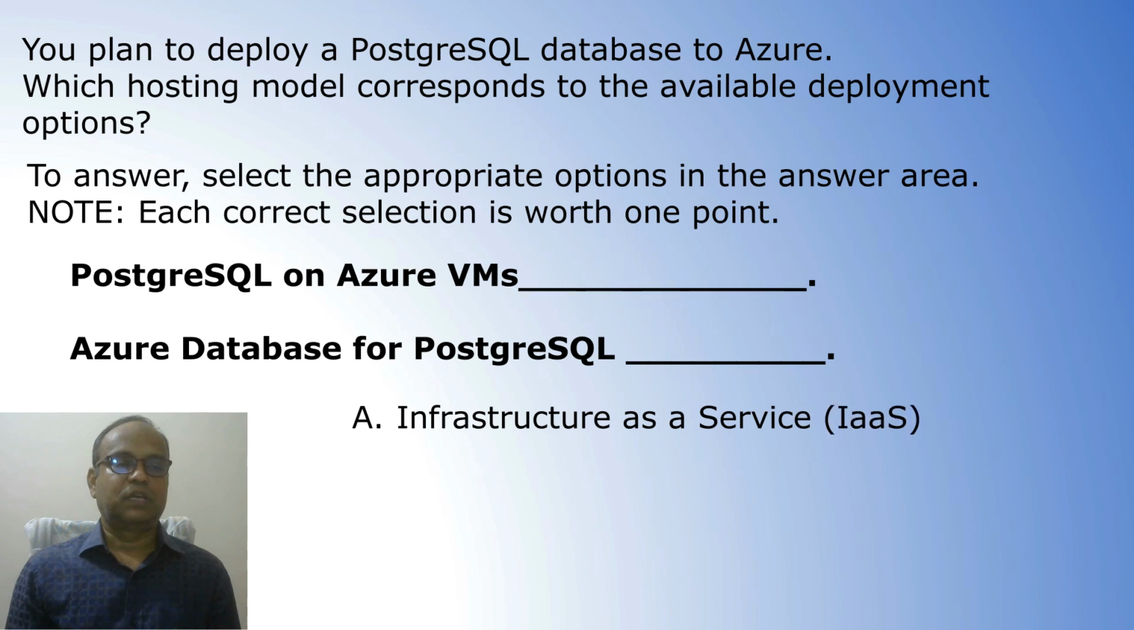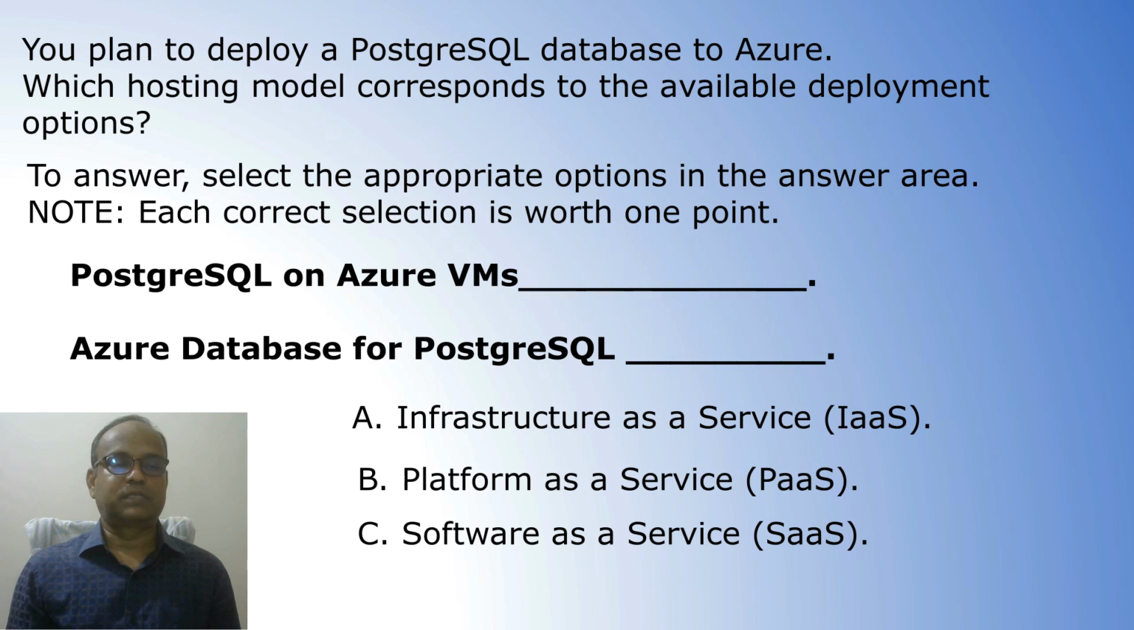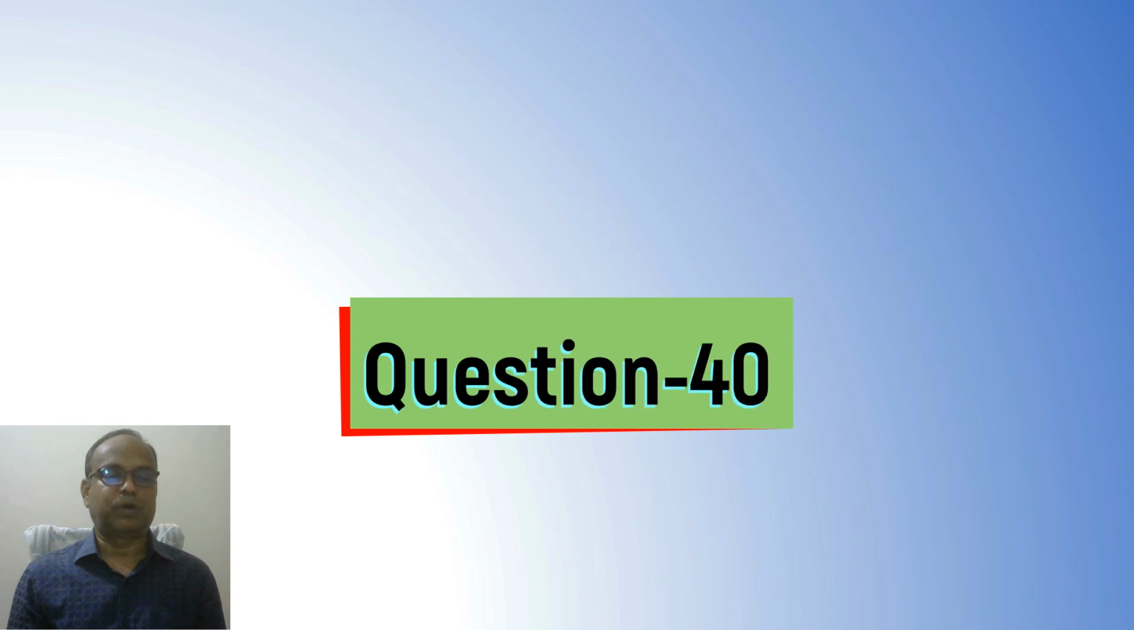Option A, infrastructure as a service IaaS. Option B, platform as a service PaaS. Option C, software as a service SaaS. Answer. In PostgreSQL on Azure VMs, everything is customer managed. That means PostgreSQL on Azure VMs must be IaaS. So the correct option is IaaS. For Azure database for PostgreSQL, the correct option is PaaS. Next question.